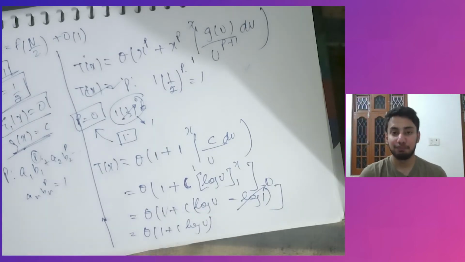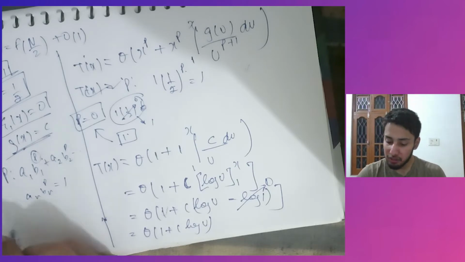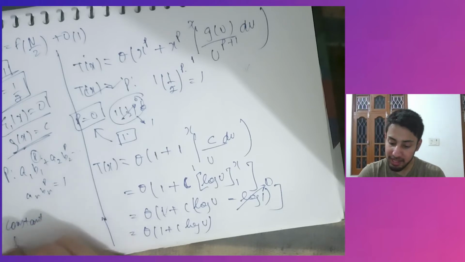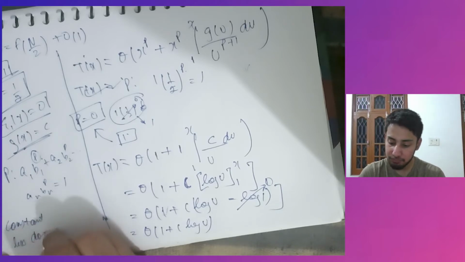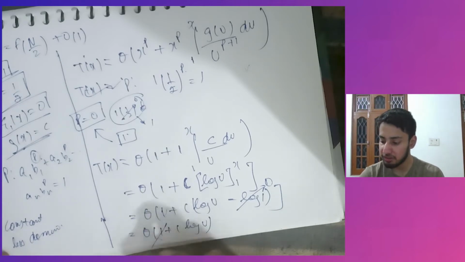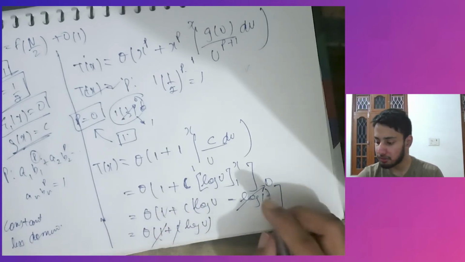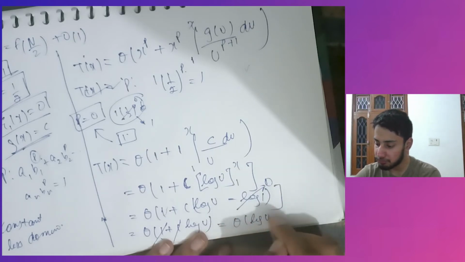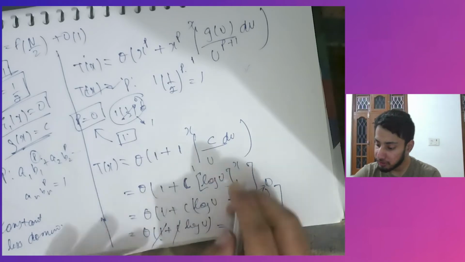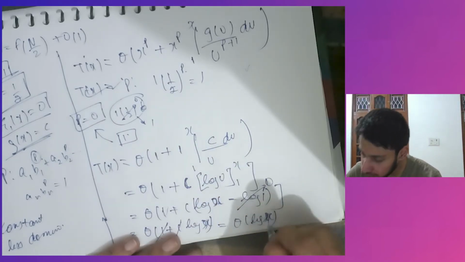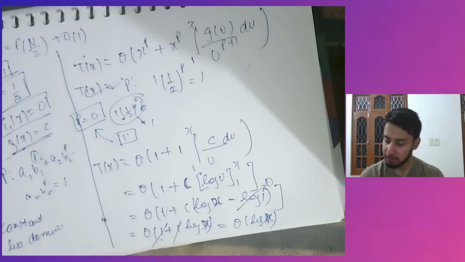Now understand this: constants are ignored and less dominating terms are ignored. What is the less dominating term here? This one. The constant is ignored as well, because this is a constant. Okay, so what is your answer? Final output, theta of log u. Sorry, log x. Sorry, log x. That's the answer, using the Akra-Bazzi formula.